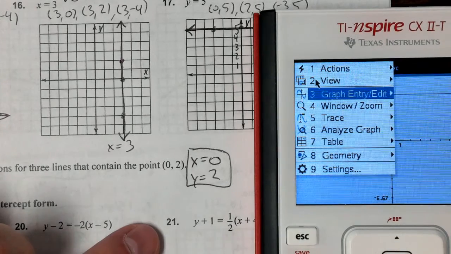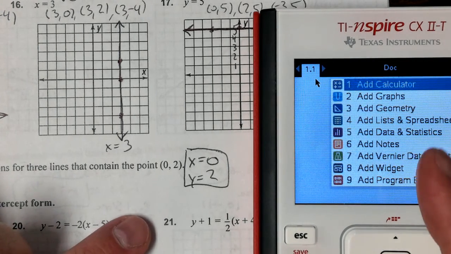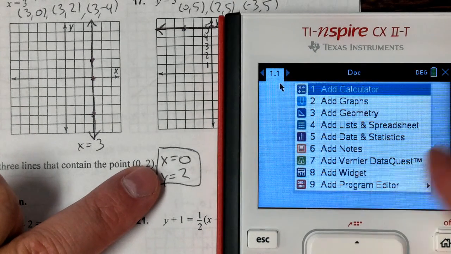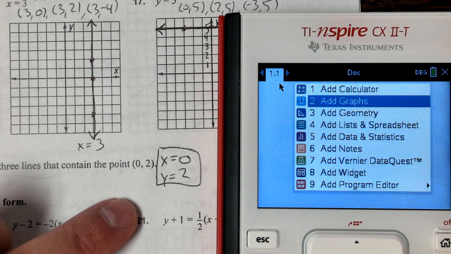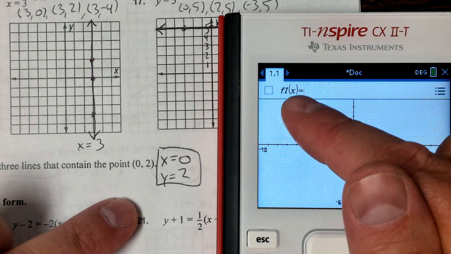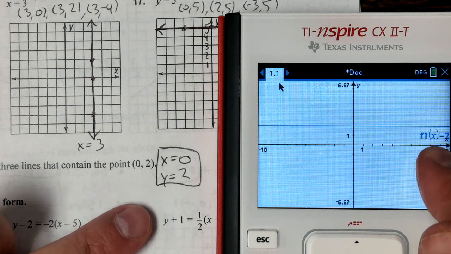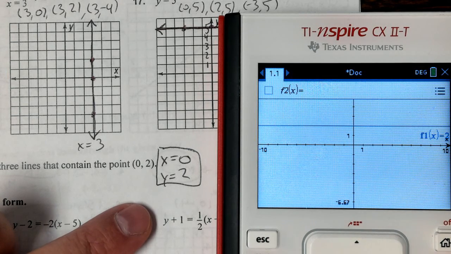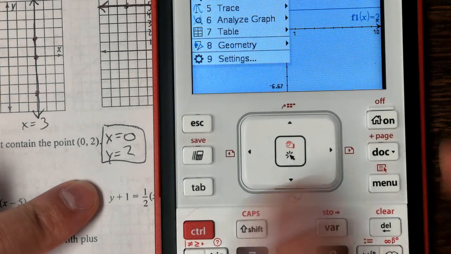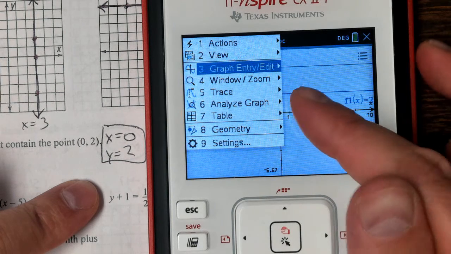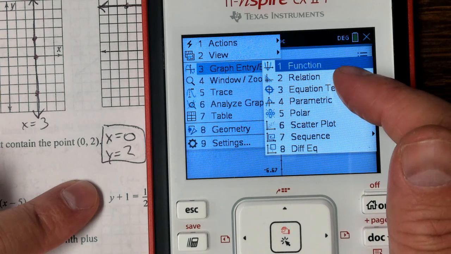So I'm going to go to a new document. Now normally I don't graph vertical lines on the calculator, but I will just to show you how, if you ever want to do it. You still go to graph, but instead of function, because that'd be like y equal, like in this case y equal 2, like that, we would need to change it to something else. So how you get to it is you go to menu, which is right there. Then 3 is graph entry edit. Normally you just keep it on function.